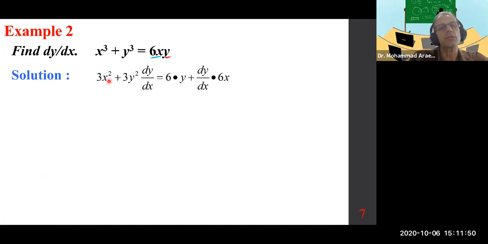X cubed gives you 3x squared. Y cubed, 3y squared dy dx, or y prime. It doesn't matter which one you write. You write what they ask you if you're doing the homework or exam question accordingly. Either way is fine, y prime or dy dx.